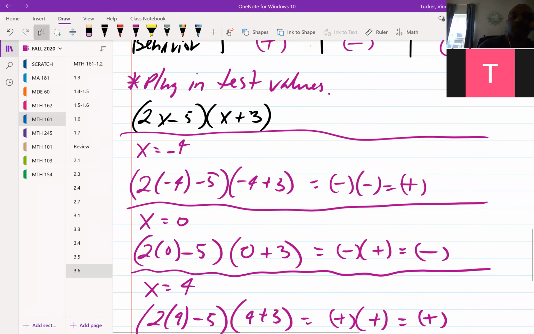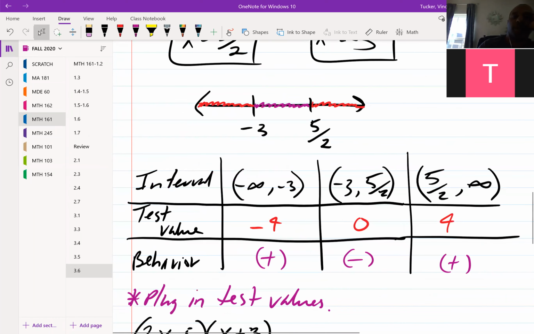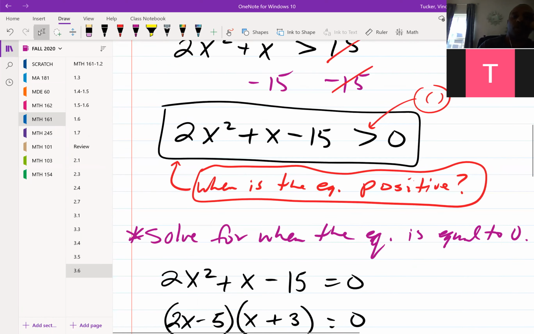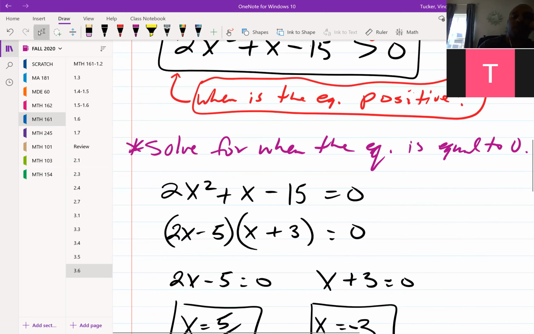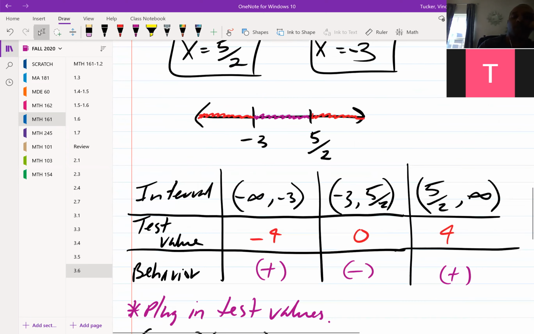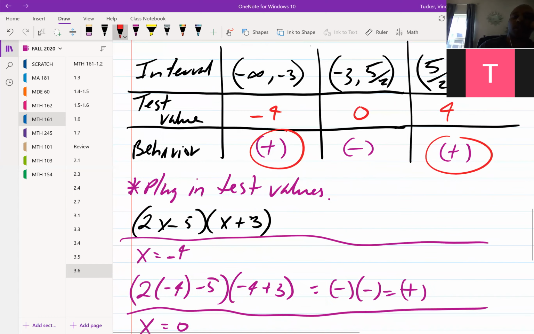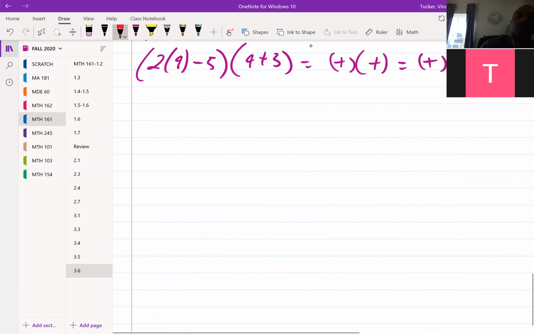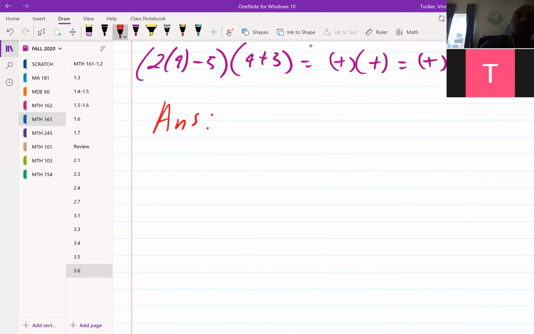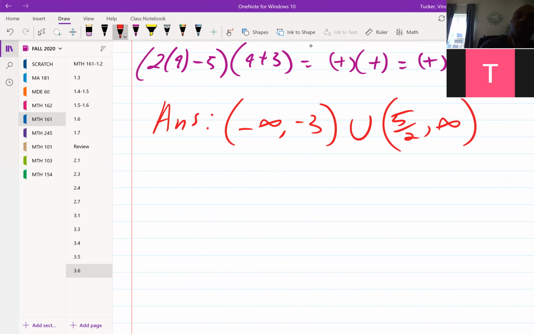All right. So now we're going to go back, make sure we actually answer the question correctly. We want to know, when is 2x squared plus x minus 15 greater than 0? We want to know, when is it positive? So you go back to your intervals and figure out where you got the positive results. And that's this interval and this interval. So your actual answer is going to be negative infinity to -3, 5/2 to infinity.